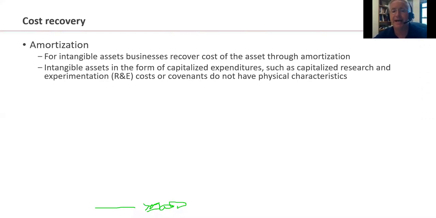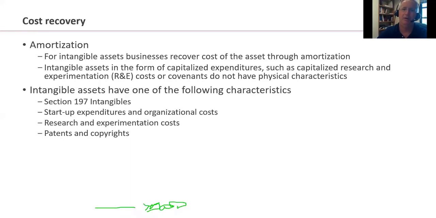So for intangible assets, businesses recover the cost of the asset through amortization. Intangible assets are things like capitalized research and experimentation, covenants not to compete, patents, trademarks. These are things that have no tangible form. You can't touch a trademark, right? It's just a piece of paper that legally gives you the right to use it. That's why it's called an intangible, right?